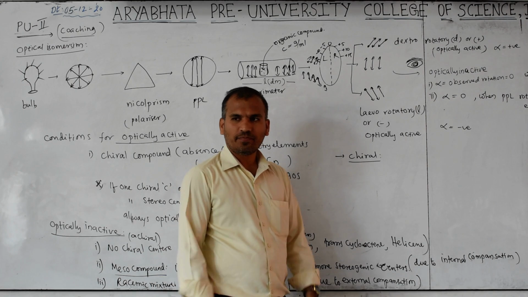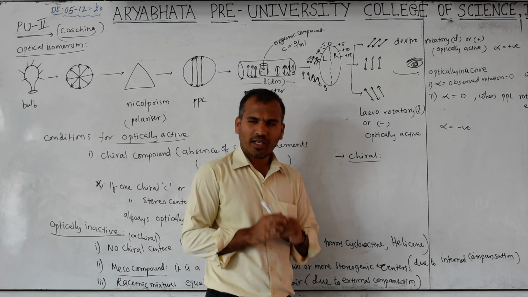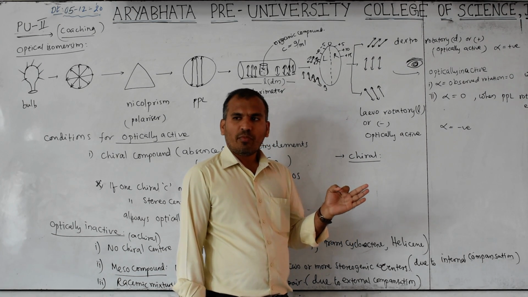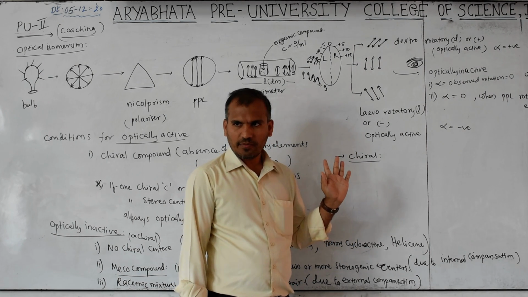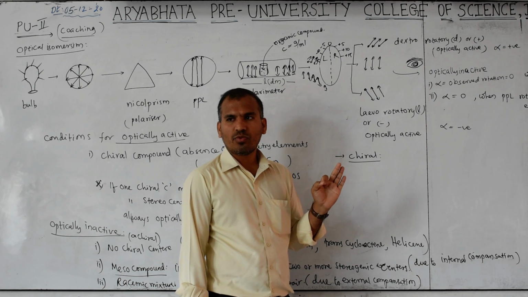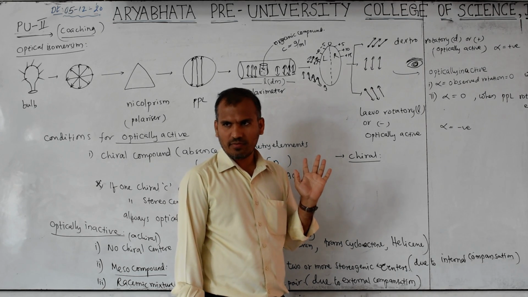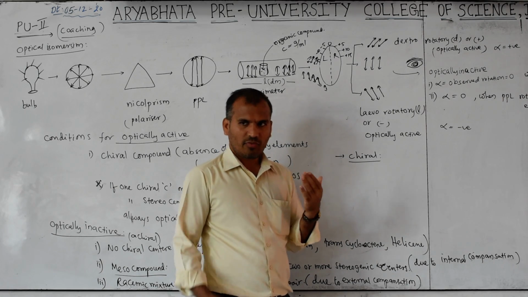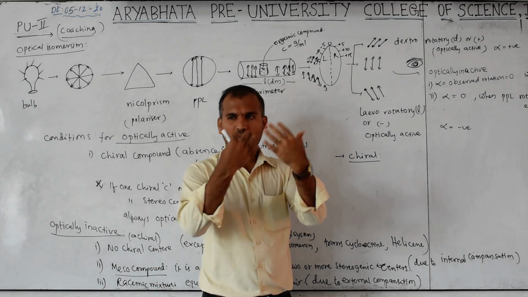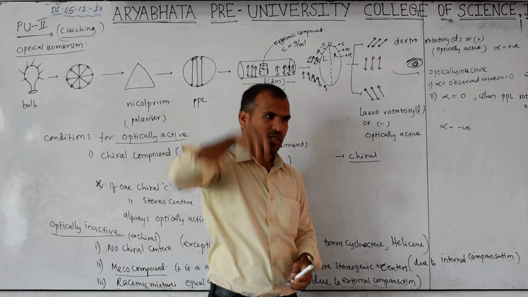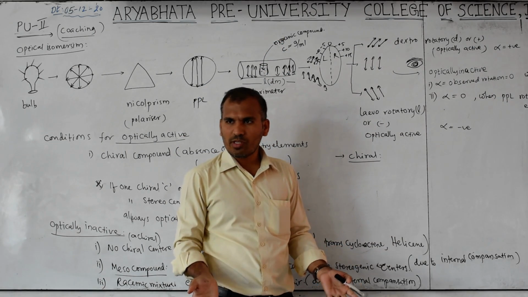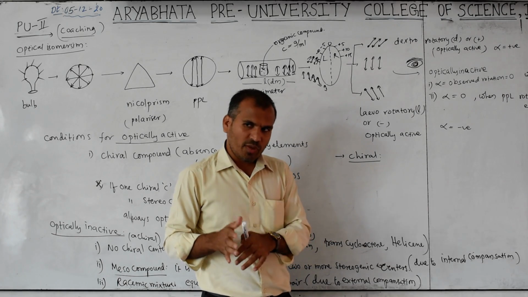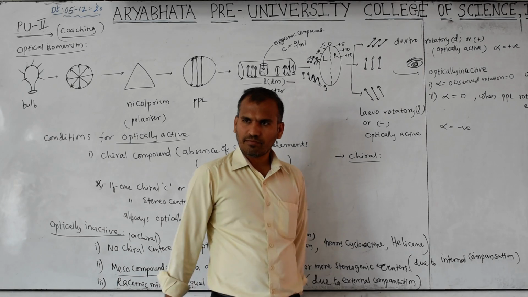Chiral meaning what is it? Keep in mind, chiral means its mirror image is not superimposable on its original structure. Non-superimposable mirror image. For example, I take my mirror image, pick it up and place it. Then it may be superimposable or may not be superimposable. If it is not superimposable, that is what you call chiral.